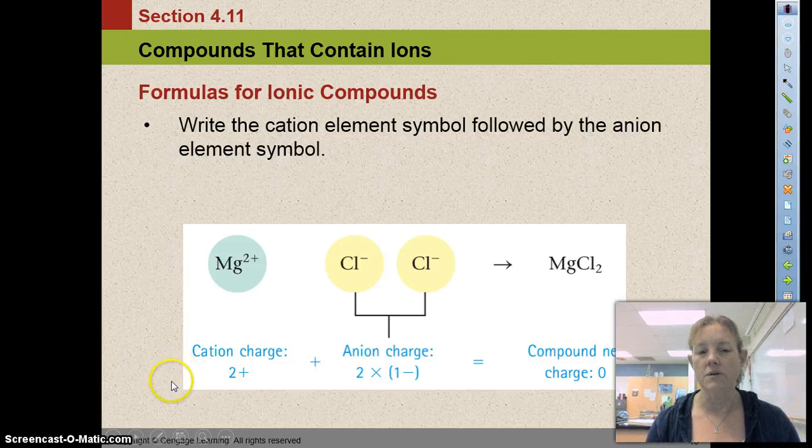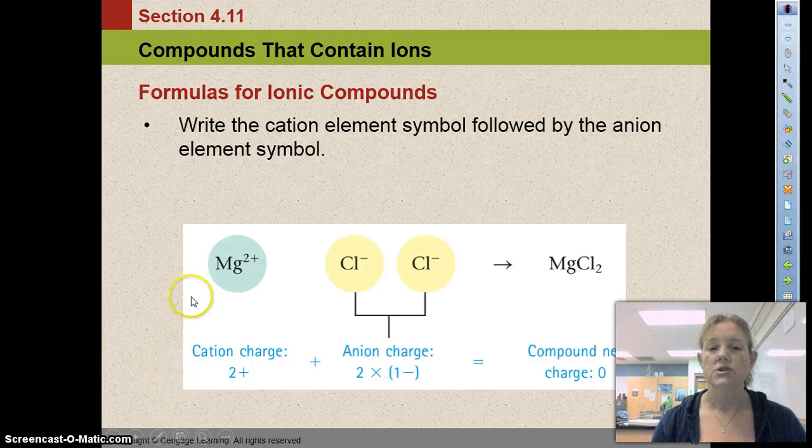All right, so how are we going to write them? What are the rules? There has to be rules. So formulas for ionic compounds. You're going to write the cation, and you're going to remember that the cation is the plus sign, right? It has the T in it, so that's the one that's going to lose electrons and become positive. And you're always going to write the cation's element symbol first, and the anion is going to be second.